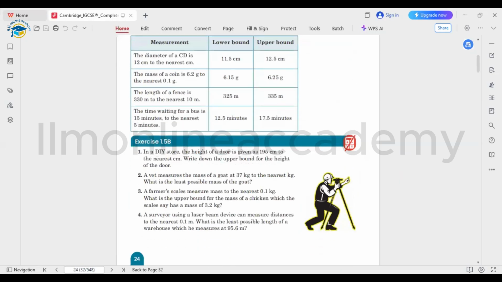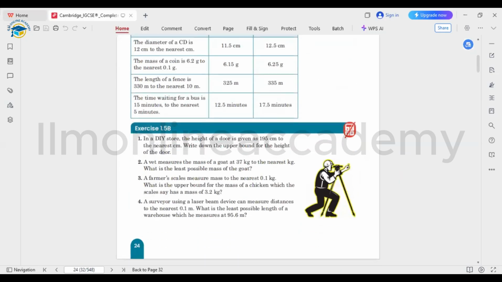So this exercise is quite an easy one, we just need to check how to find the upper and the lower bounds of a number. So let's start. The first question for exercise 1.5b is that in a DIY store, the height of a door is given as 195 centimeters to the nearest centimeter.